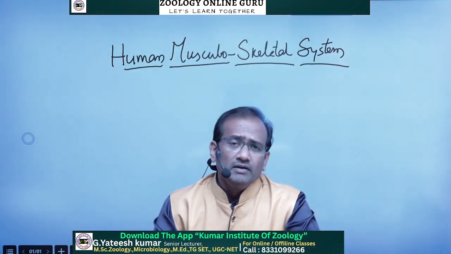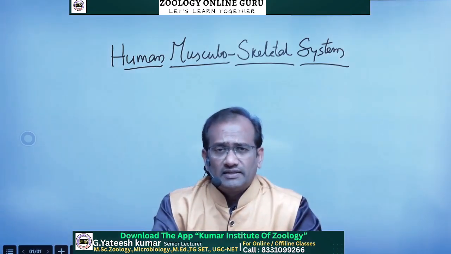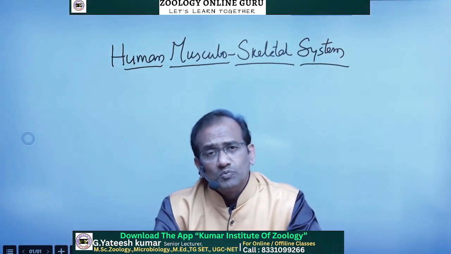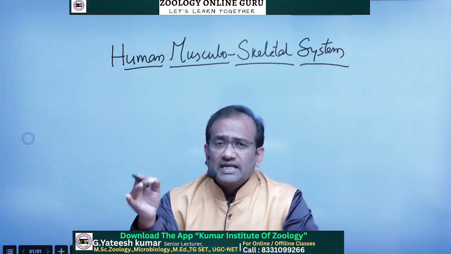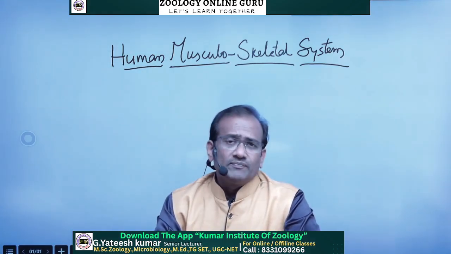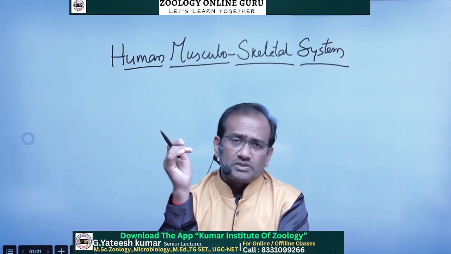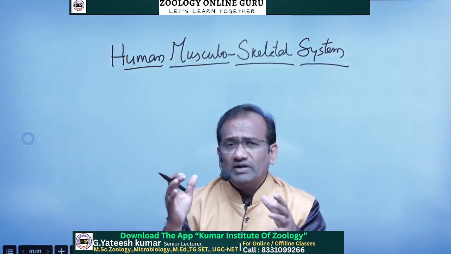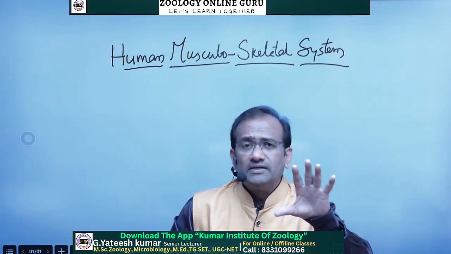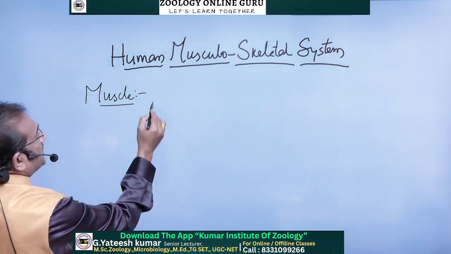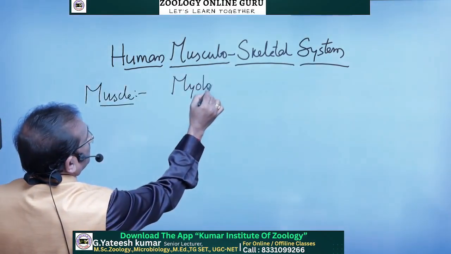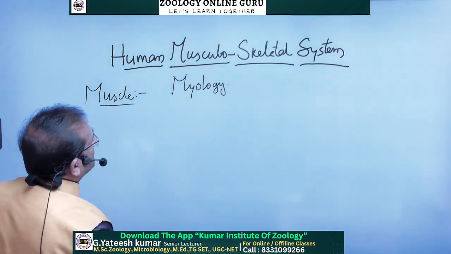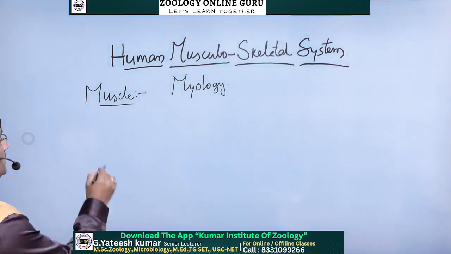In our body, three different types of muscles are there: skeletal muscle, smooth muscle, and the cardiac muscle. Skeletal muscle is attached with the bones. What we are discussing today is muscle. The study of muscle is called myology.